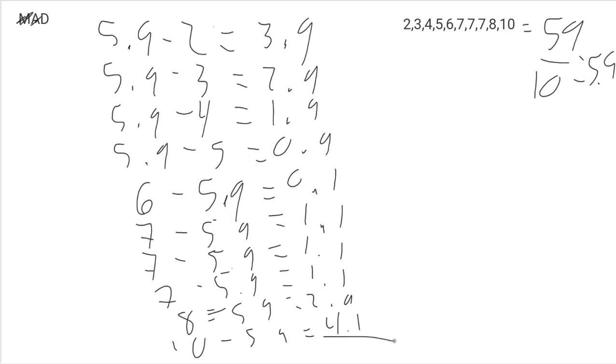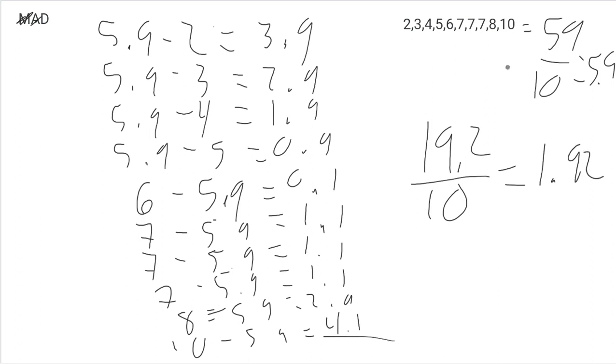Now I have to add all those numbers together. So 3.9 plus 2.9 plus 1.9 plus 0.9 plus 0.1 plus 1.1 plus 1.1 plus 1.1 plus 2.1 plus 4.1. And I get 19.2. And then I still have to divide by the 10 pieces of data that I have, to get 1.92. So our mean was 5.9.